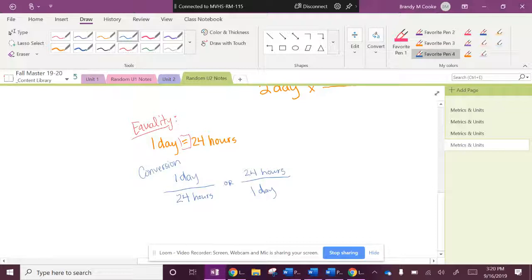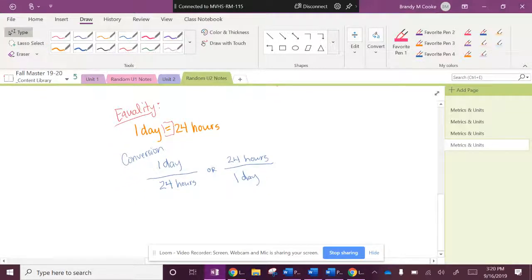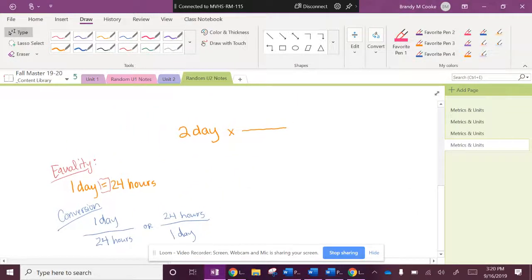Getting this general idea of what a conversion factor is, which is just another way to write an equality, is the baseline here. Once you know what your conversion factors or equalities are, you can take a look at your question. We started with days, and I don't want to be in days anymore. I want to be in hours.